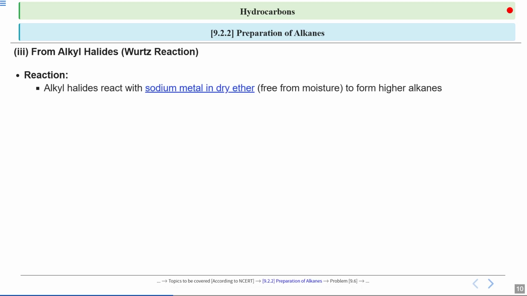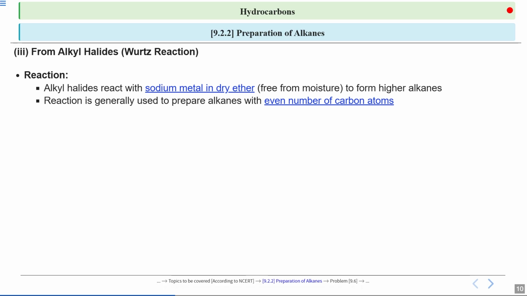An important feature of this Wurtz reaction is that it is typically used to prepare alkanes with an even number of carbon atoms. This is due to the coupling of two identical alkyl groups, which we will explore with further examples.